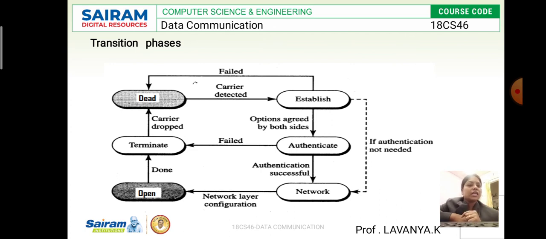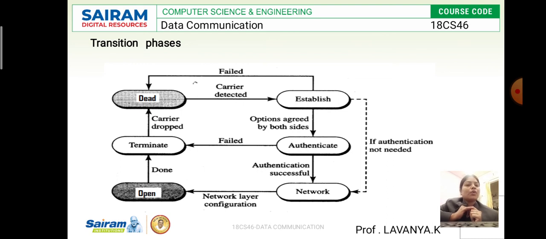The authentication state checks whether the given request, whatever request they have sent, is a valid request or not, or whether the user is a valid user or not. If it is a valid user, the authentication will be successful, and then it goes to the network state. If not, the authentication will fail and that particular transaction will be terminated. So if the authentication is successful, it goes to the network state.